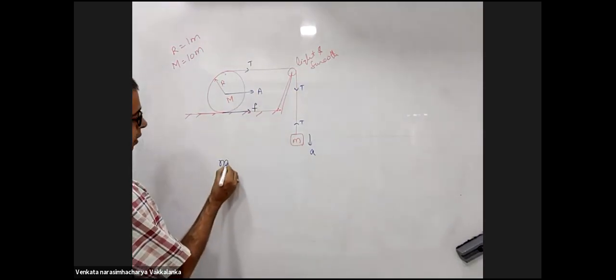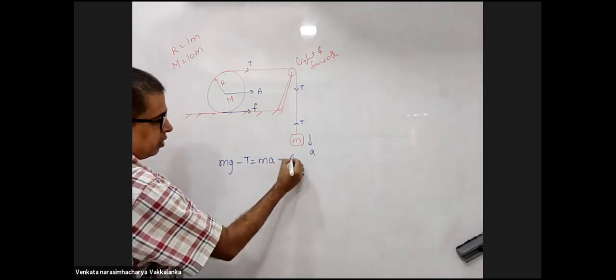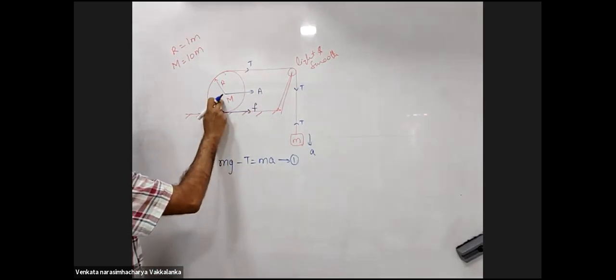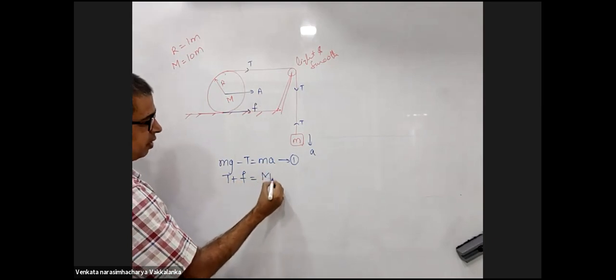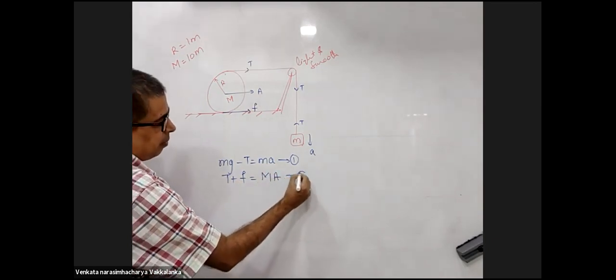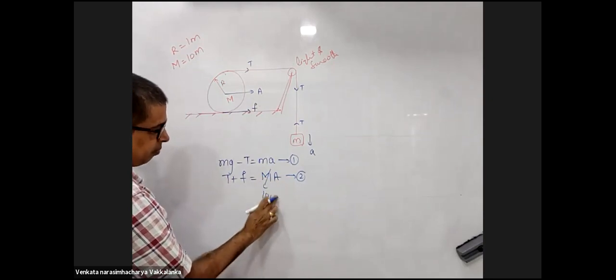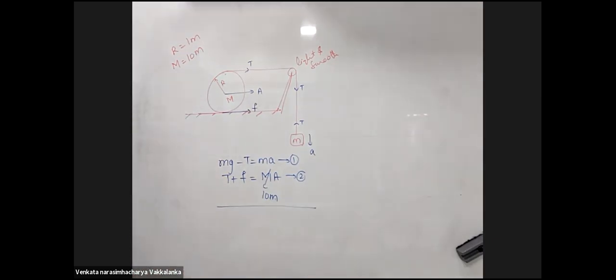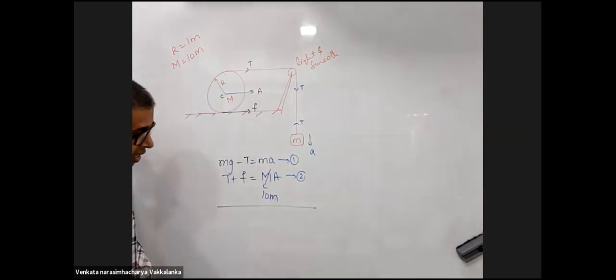Mg minus T is M into a. First translational dynamic equation. Second translational dynamic equation is T plus F is capital M into capital A. Capital M is 10 times small m. Translational dynamic equations of both the bodies. Capital A will be the acceleration of center of mass of the cylinder.